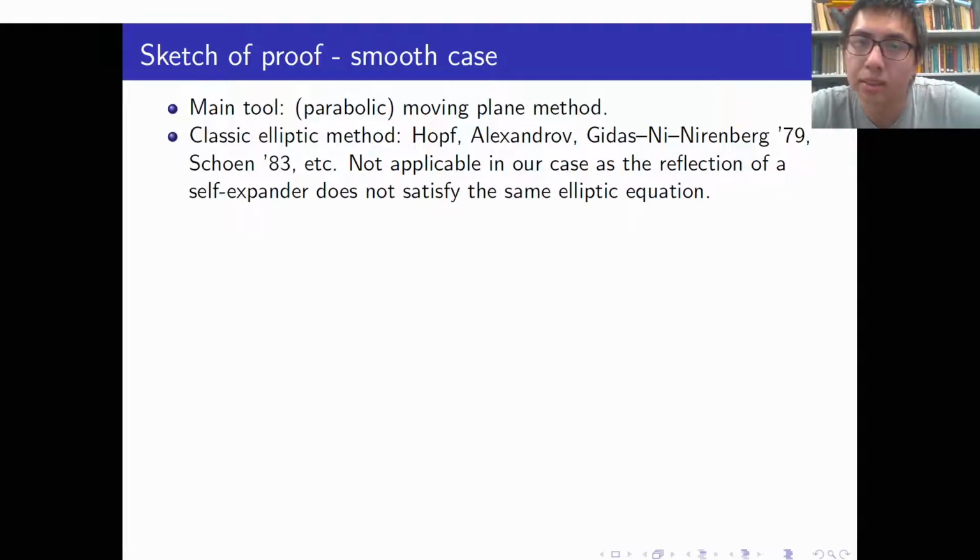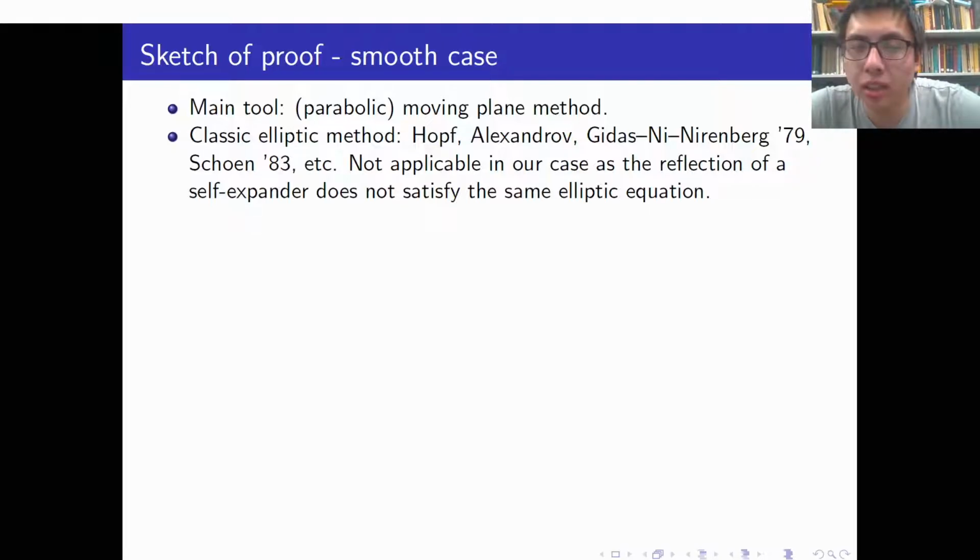Say for Gidas, Ni, Nirenberg, all the papers I've shown on minimal surfaces with two ends, and the classical theorem of Hopf and Alexandrov stating that any closed embedded CMC hypersurfaces are round spheres. It's not true for immersed CMC hypersurfaces. These are all kind of elliptic methods, and then they use the elliptic maximum principle and the Hopf lemma.